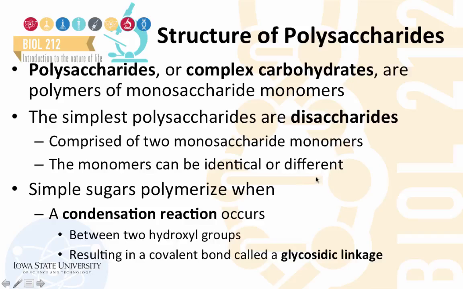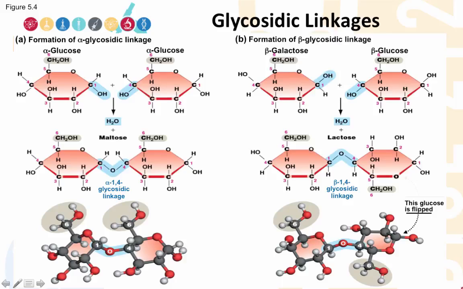Polysaccharides or complex carbohydrates are polymers of monosaccharide units. The simplest polysaccharides being disaccharides, which are composed of two monosaccharide units. These units can either be identical or different. Monomeric units polymerize to form polysaccharides when a condensation reaction occurs, forming a linkage between two monomeric units called a glycosidic linkage. Examples of glycosidic linkages are shown in this image.